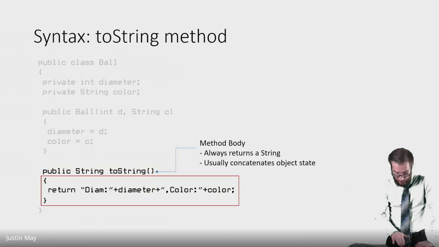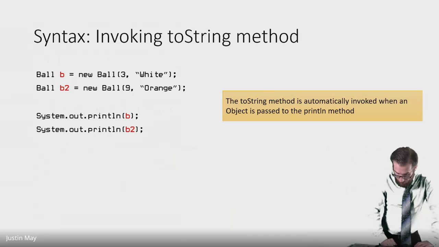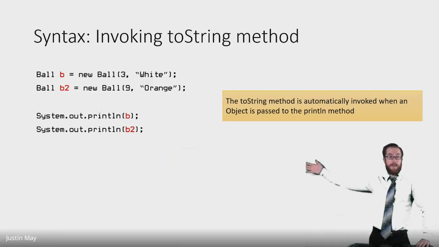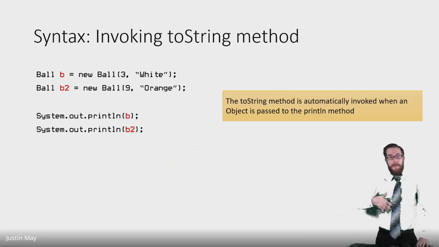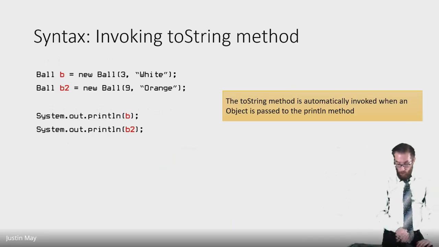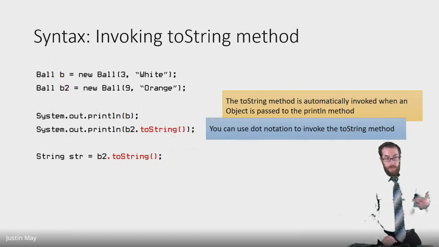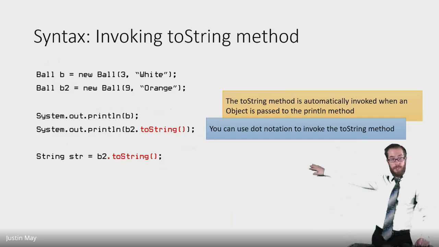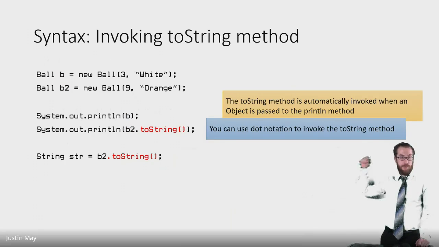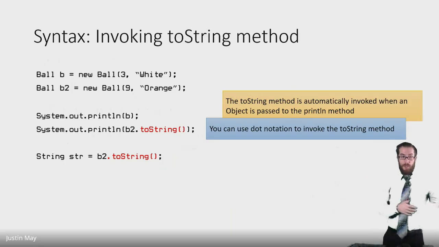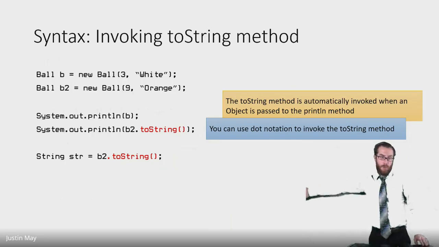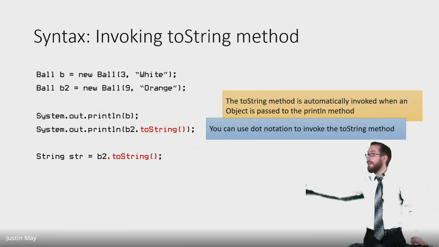And that's toString. How do you invoke it? So you can just pass an object to the println method and it will automatically call the toString method for you. Or you can manually call the method using dot notation. So here b2.toString will call the toString method, get a string and print it out. Or you can always call the toString method and assign it to a variable.